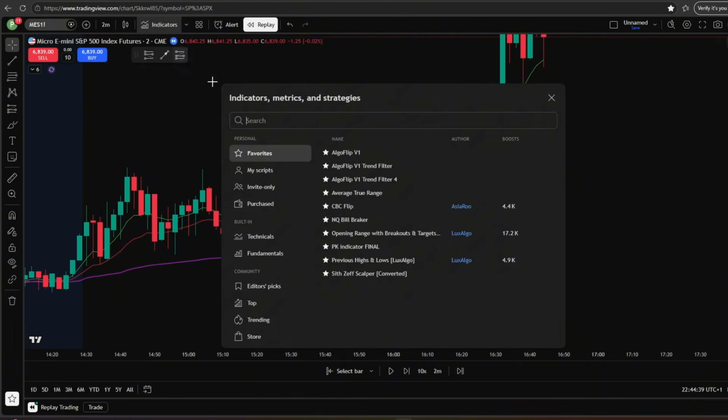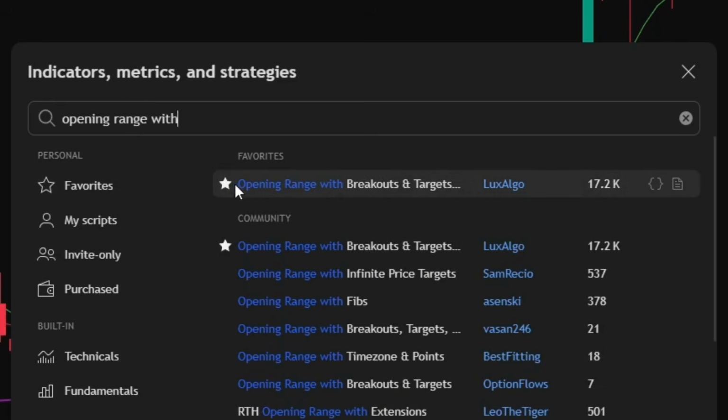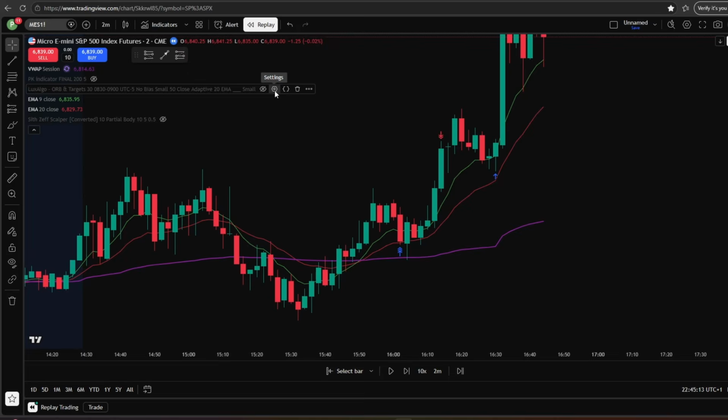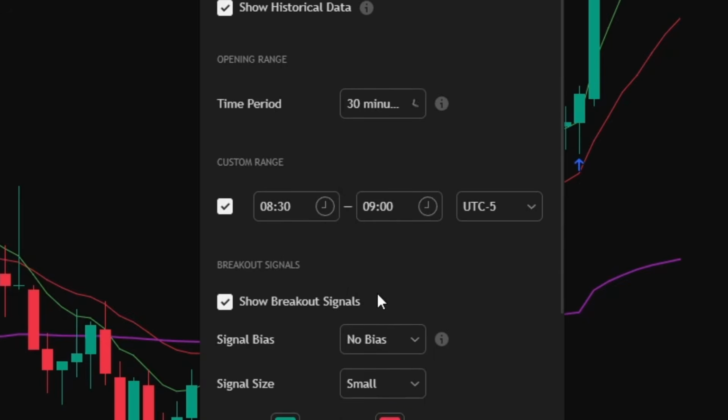The second indicator is the Lux Algo opening range with breakout. Open up the settings and change the time period to 30 minutes. Now, you need to set this to your specific time zone. For me, the New York session opens at 8:30, so I'll put that in here. In the next box, we're adding 30 minutes, so we'll set that to 9 o'clock.